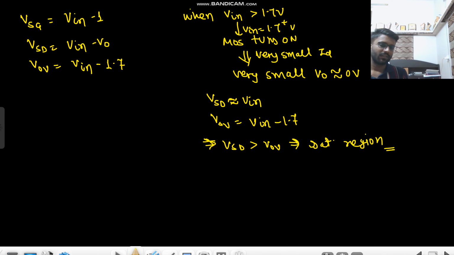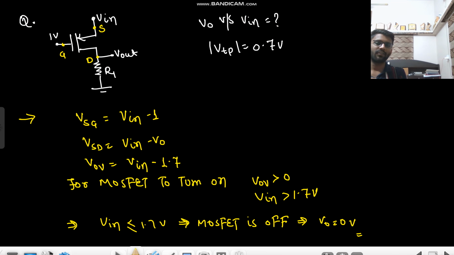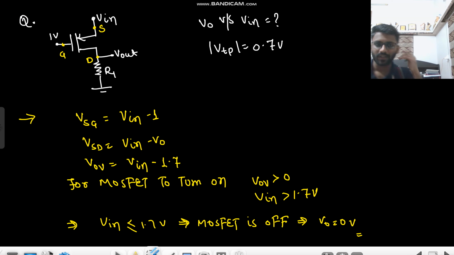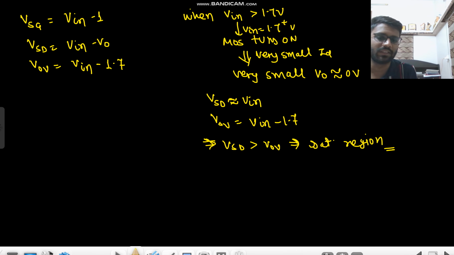Just as we turn on PMOS or NMOS, if it is in this kind of configuration, it will never go into linear region, it will always go into the saturation region only. You need to remember it. Just as we turn on, never assume it in linear region, it will go into saturation only, because there will be very small amount of current, and if there is very small amount of current, then there will be very small amount of V naught, and by this we saw that it will go into saturation.